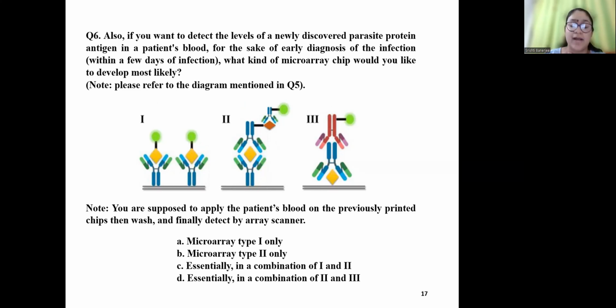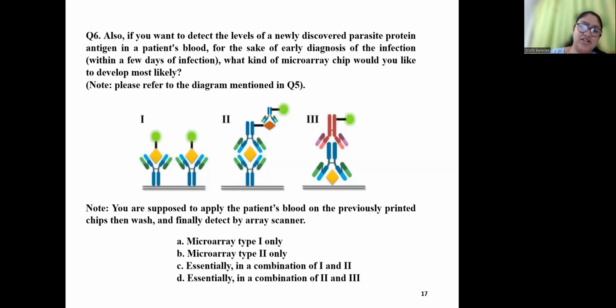Now what do we mean by washing and previously? Generally when we do a western, after giving the primary antibody and the blocking agent, we wash it so that the unbound or non-specific ones wash away and only the ones which are actually binding remain. That is the same thing it says here.